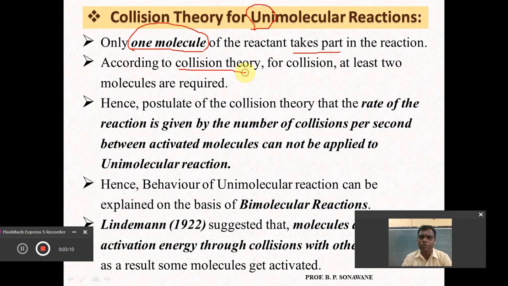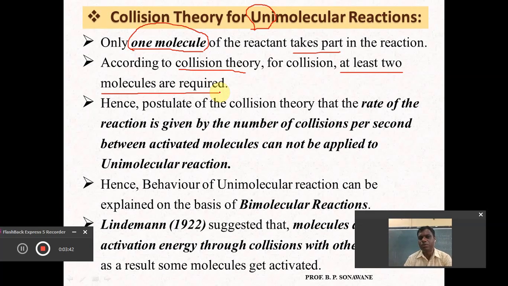And according to the collision theory, we are already aware that for a collision at least two molecules are required. So it is quite a contradiction for unimolecular reaction, because in a unimolecular reaction only one molecule takes part in the reaction, and for collision we require two molecules. So how does the collision take place in a unimolecular reaction, which leads to the rate of reaction?